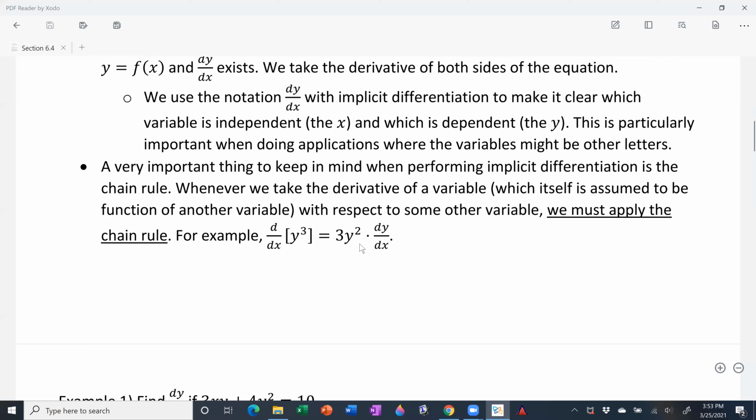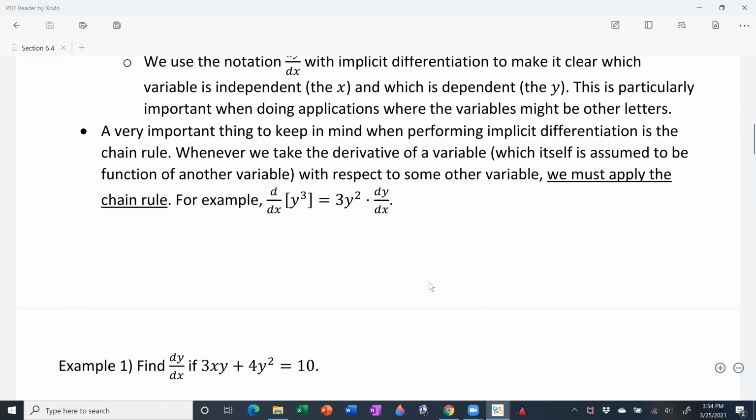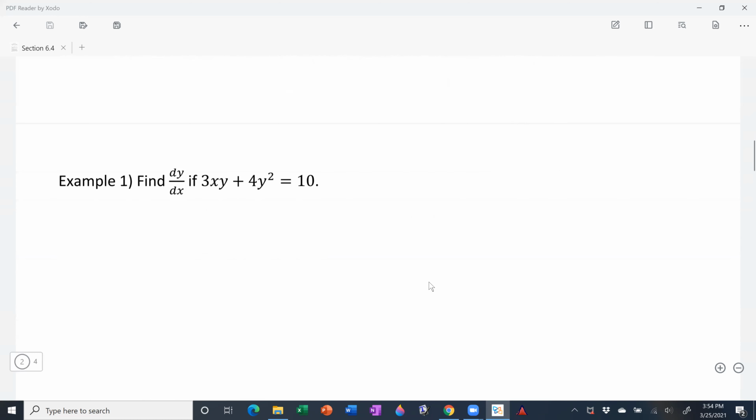Okay, so this is going to show up all the time when we're taking the derivative implicitly. When you take the derivative with respect to x of any x type expressions, you'll just take the derivative how you normally would. But when you're taking the derivative with respect to x of any of the y's, we do have to consider this chain rule because we're assuming that y is a function of x. So in that way, you can probably tell that this does seem like a little bit of a loophole. Okay, so let's try an example here.